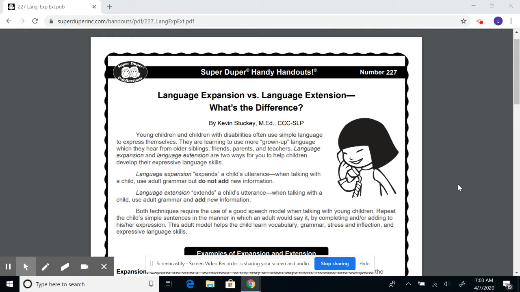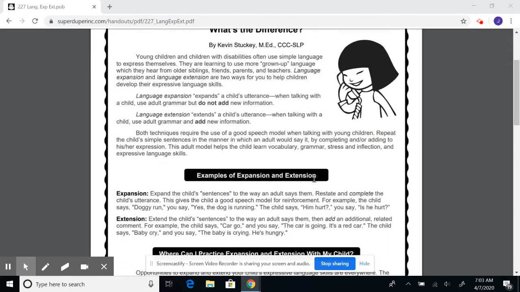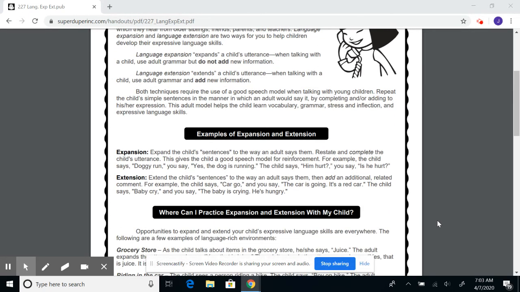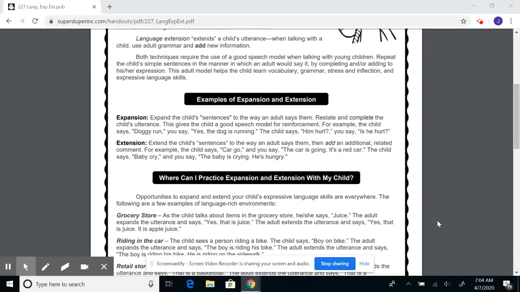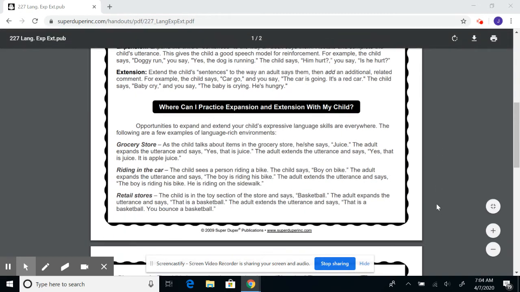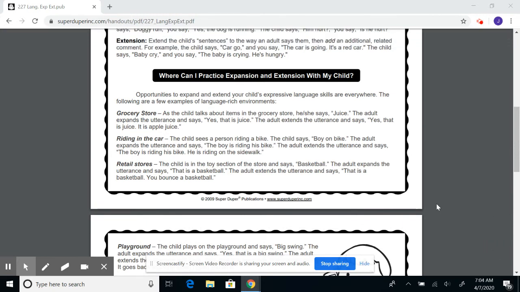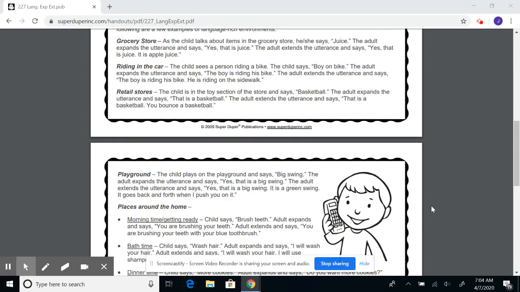As I mentioned, both of these techniques work with any type of communicator, and they can easily be implemented into your daily lives. As we move down the resource, you're going to see more examples of what expansion and extension look like. And then you also have some different types of opportunities for you to use these strategies at home. Some of these may not work at the moment, such as retail stores or different things that you would need to go outside of the house for. But these are still great opportunities for you to review what you could do and see if you can implement them as we are at home.